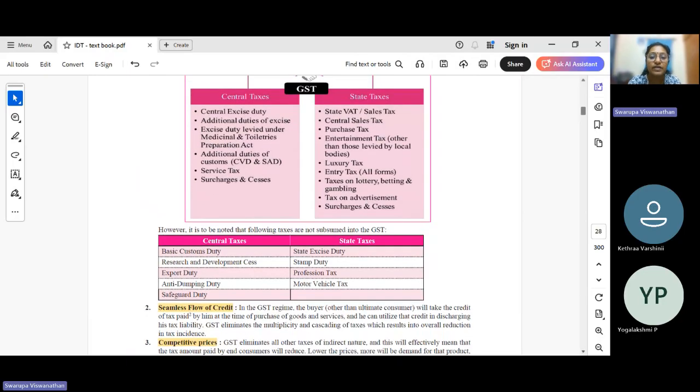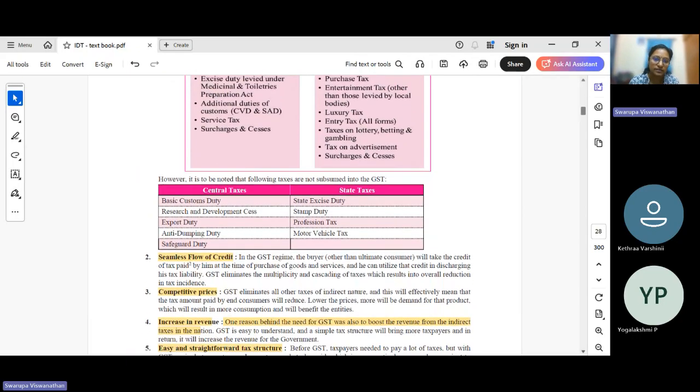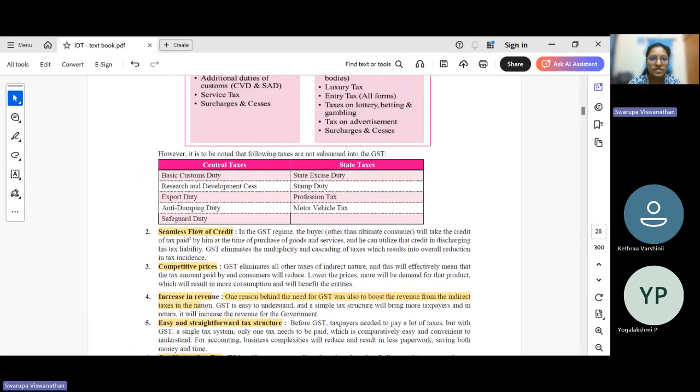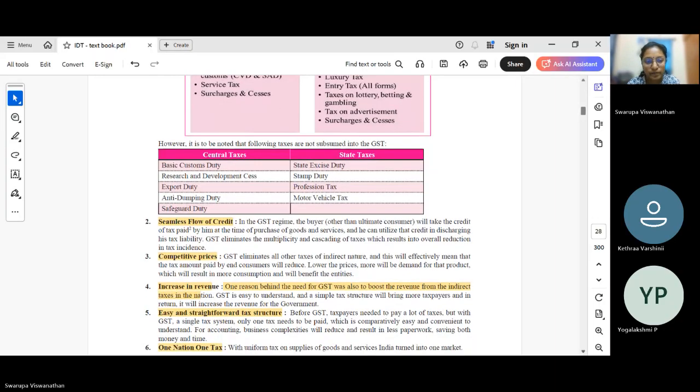What are the taxes that were not subsumed under GST? Customs, then research and development cess, export duty, anti-dumping duty, safeguard duty. So all the duties with respect to customs are still prevalent. With respect to state taxes, state excise duty, stamp duty, professional tax, motor vehicle tax, these are still existing.